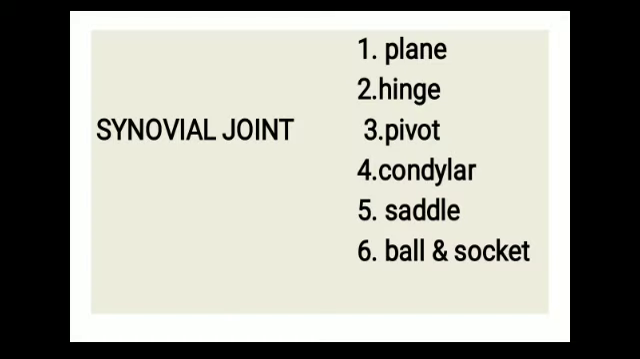All the synovial joints do not look alike. Structurally and functionally, these joints are different. So based on this, there are different synovial joints, like plain synovial joint, hinge joint, pivot joint, condylar joint, saddle joint, and the last one is the ball and socket joint.